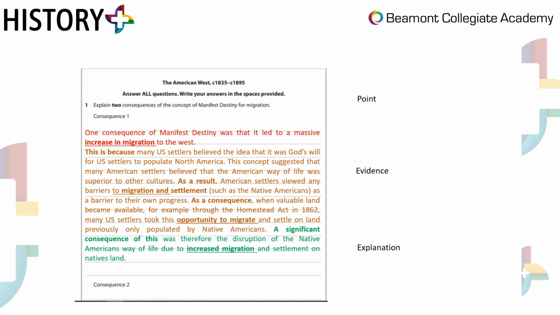And this is my explanation, linking clearly to the question now. A significant consequence of this was therefore the disruption of the Native Americans' way of life due to increased migration and settlement on natives' land. Now you can see throughout that answer, I've highlighted where I've made links to the question and where I've used explanation phrases such as a result, a significant consequence. This is because, okay? So this would be 4 out of 4. We've got our point, we've got our evidence to support that point, and our explanation at the end.